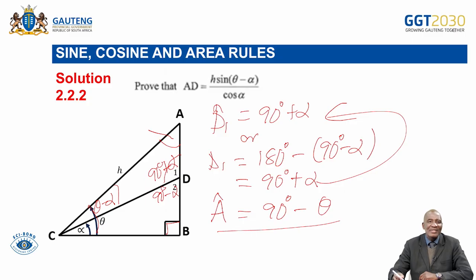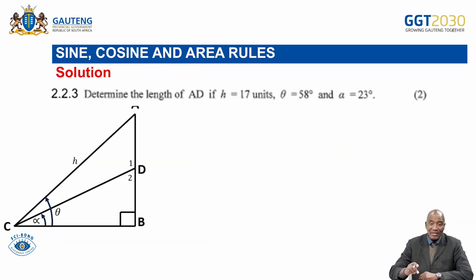Our answer involves h. So in a way, we needed to find h. Or rather, involve h. Then we move on to the simpler question, which this time says, given that you have found your AD, determine the length of AD.